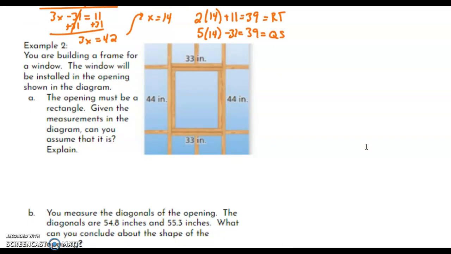All right, example 2 is talking about building a frame for a window, so like the opening you're putting the window into. So it says the opening must be a rectangle. Given the measurements in the diagram, can you assume that it is? So look at what you know. You know that 2 of the sides are 33 and 2 of the sides are 44.